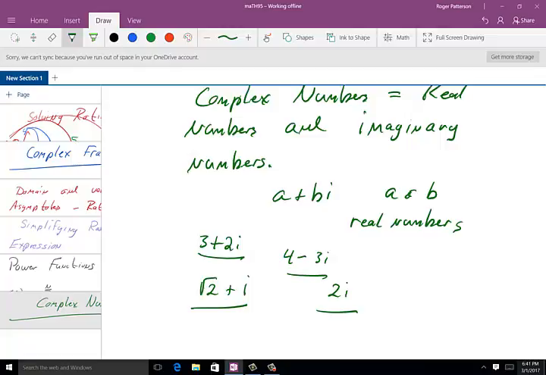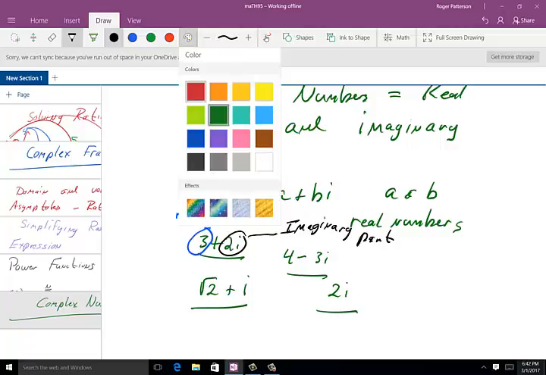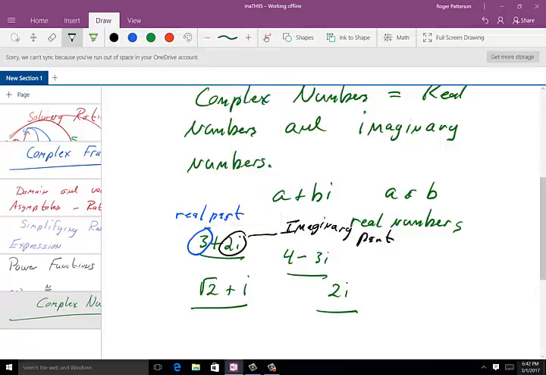So, this would be the real part. And this would be the imaginary part. But I'm not going to ask you that on a test. So the real part's just basically the number that's by itself. The imaginary part's whatever is attached to the i. So those are complex numbers.